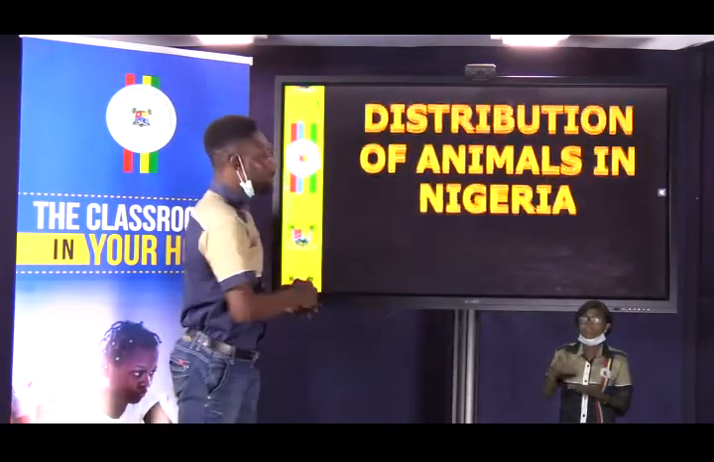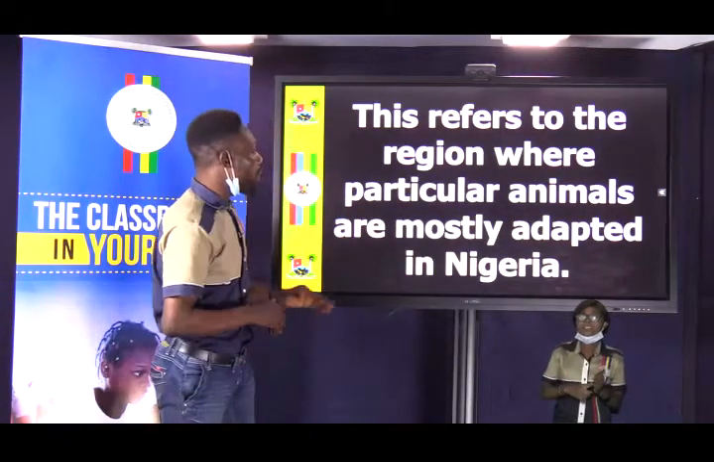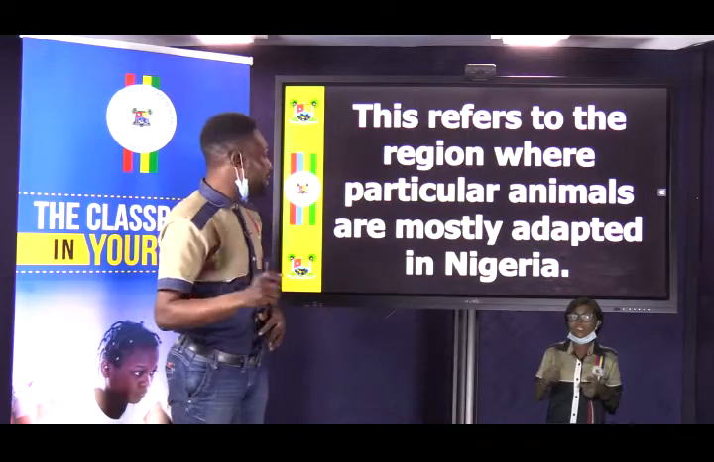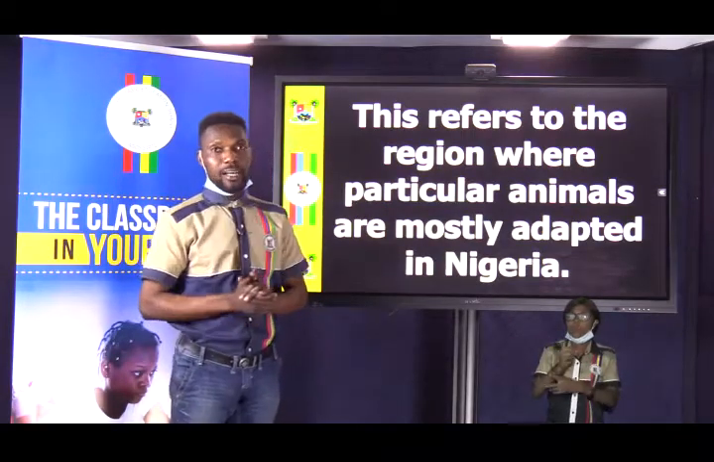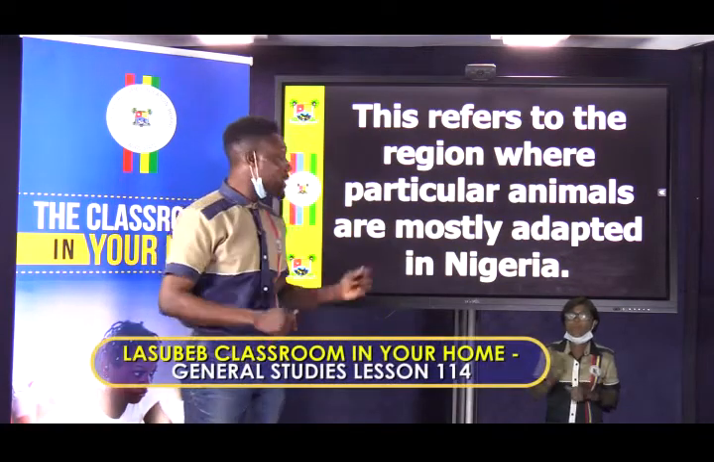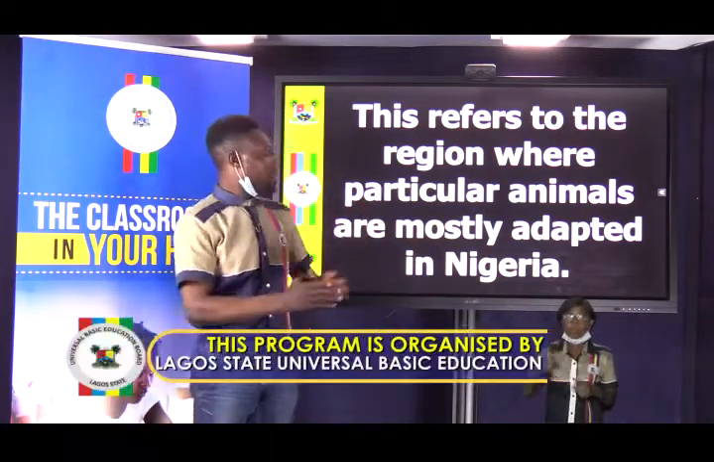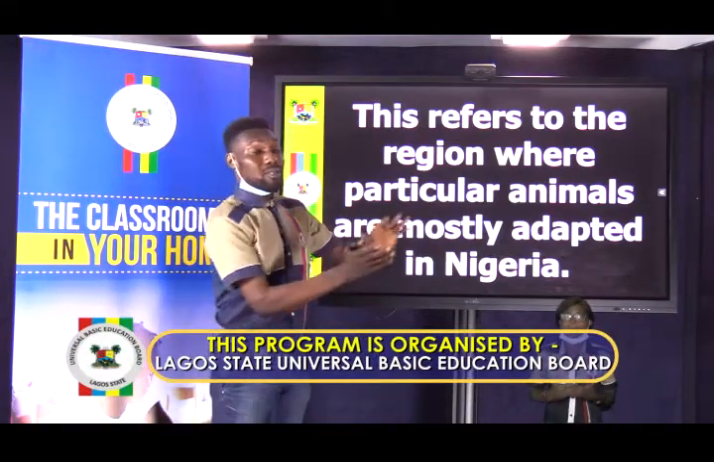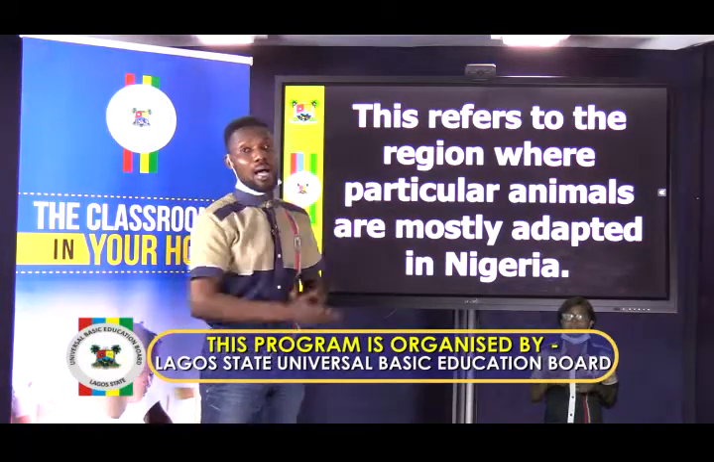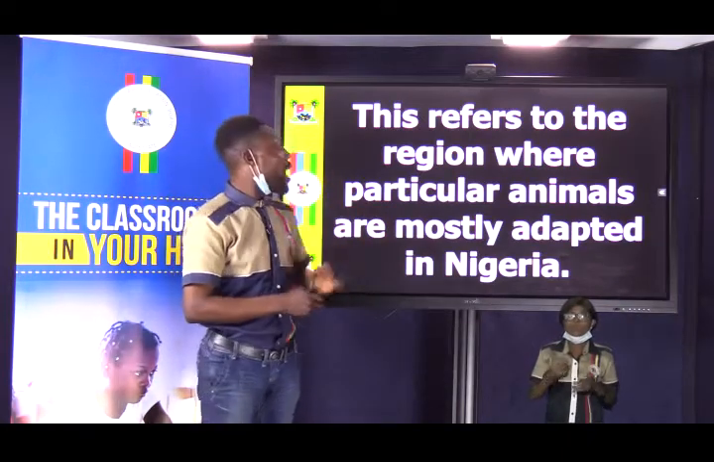Distribution of animals in Nigeria. This refers to the region where particular animals are mostly adopted in Nigeria, the regions where we have some certain or particular animals. That's what we mean by the distribution of animals.